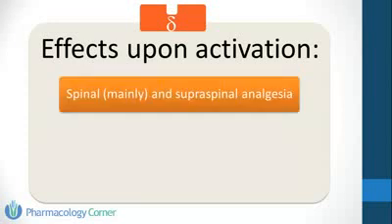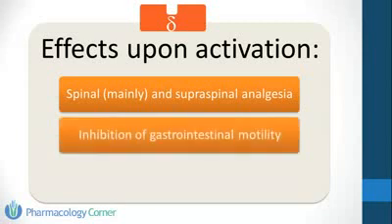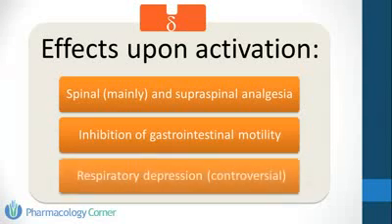Spinal and supraspinal analgesia. Some findings suggest that delta receptors may produce mainly spinal analgesia. Inhibition of gastrointestinal motility. This effect is shared with mu receptors. Respiratory depression. There is mixed evidence about this effect. Some researchers suggest that while a delta agonist at high doses might produce respiratory depression, low doses could have the opposite effect.